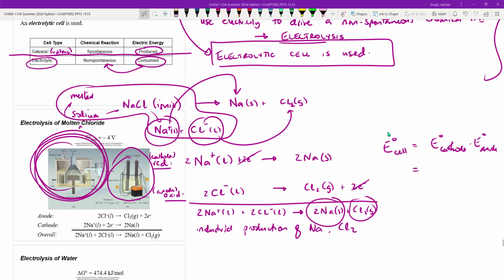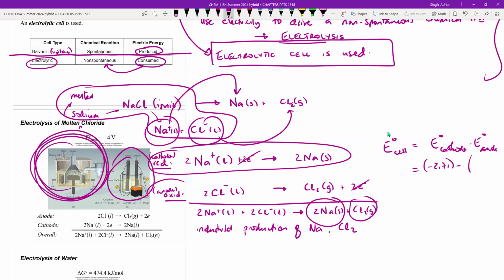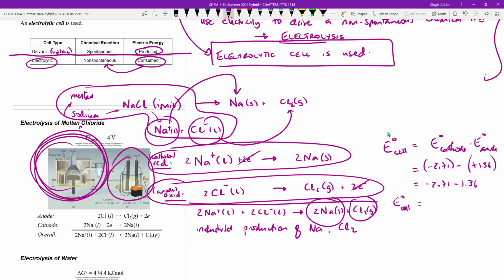So looking up these values in our tables for the cathode, the reduction of sodium, we see that that is negative 2.71 volts, and then we subtract E of the anode. The anode here, oxidation, is for chloride, Cl-, and that is positive 1.36 volts. So this becomes negative 2.71 minus 1.36. Okay, so E of this particular cell for the electrolysis of molten sodium chloride would be on the order of just about negative 4 volts.